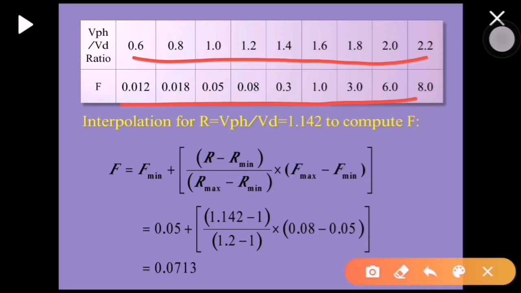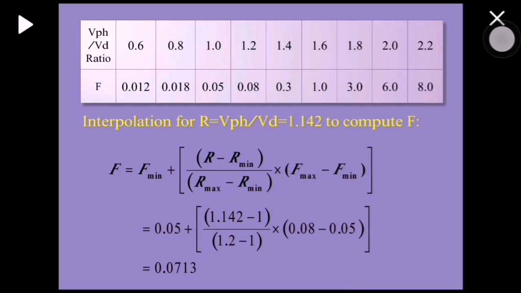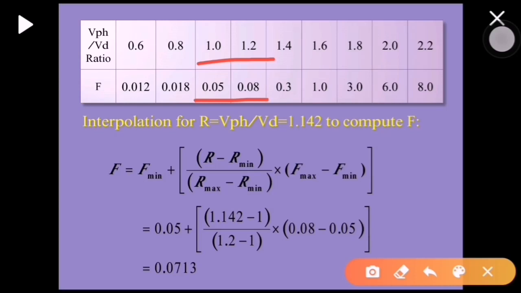Suppose my ratio R, equal to V phase to Vd, is equal to 1.142. This value is not directly lying in this table. See, have a look. So what is to be done? This value is lying between which two values? Between 1 and 1.2. So these two are the band values for ratio R. And for that, the band values of f are 0.05 and 0.08. So now we can easily state my f value will be lying between 0.05 and 0.08. How to obtain that f?